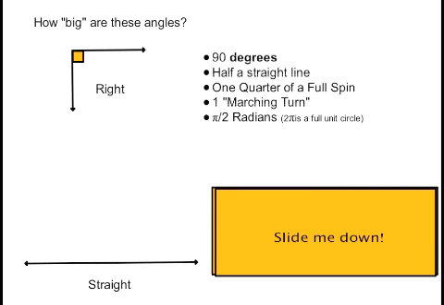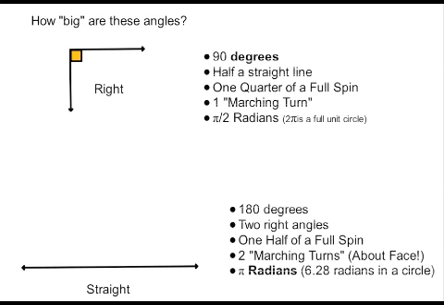It'd be one marching turn. And finally, there's what's called radians, and radians is very much like degrees. It's another way to measure it. And 2 pi radians is 1 turn all the way around the circle. So 1/4 of that would be pi over 2 radians, and we'll talk a little bit more about that.